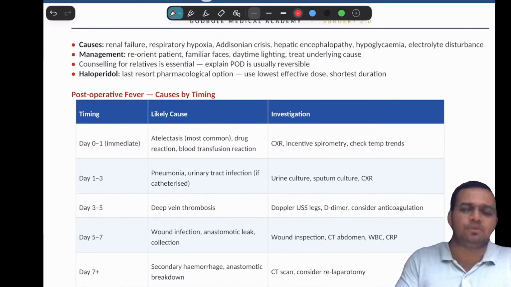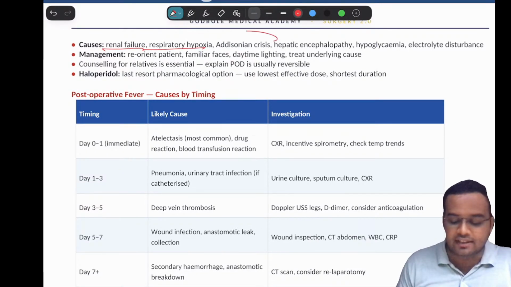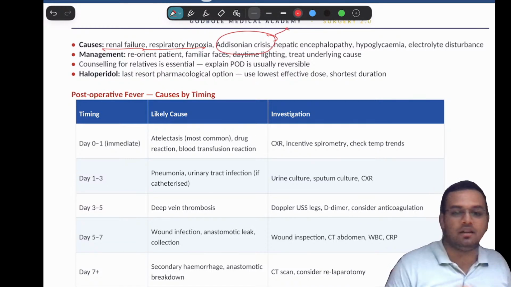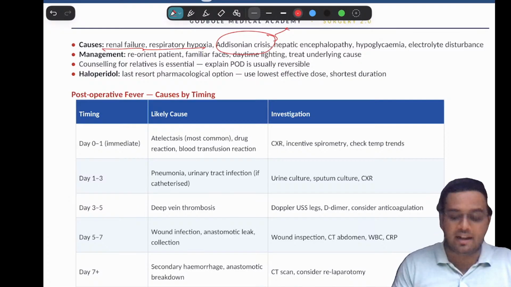What can be the organic causes of these things? It can be renal failure, respiratory hypoxia, Addisonian crisis. I told you an example yesterday: a patient not recovering from hypotension at all. This patient was on over-the-counter steroids, so we checked her drugs and started the steroids again. So Addisonian crisis. There might also be hepatic encephalopathy, hypoglycemia.